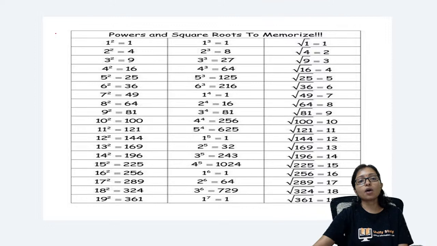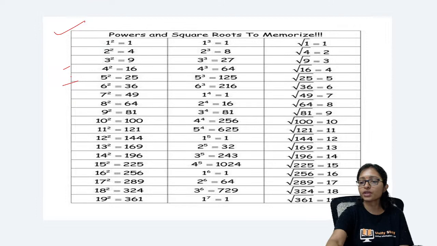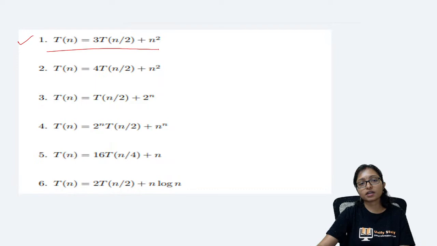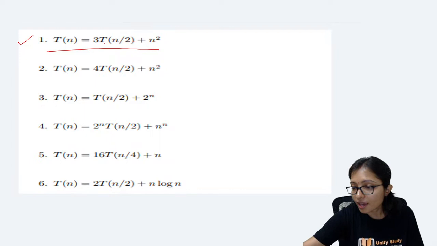And the powers 1 square, 2 square, 3 square, 4 square, 5 square, because we have to solve in this way. Now tell me, the first question is this one. Tn equals 3T(n/2) plus n square. Nila is asking about 3T(n/2) plus n, and this question is 3T(n/2) plus n square.